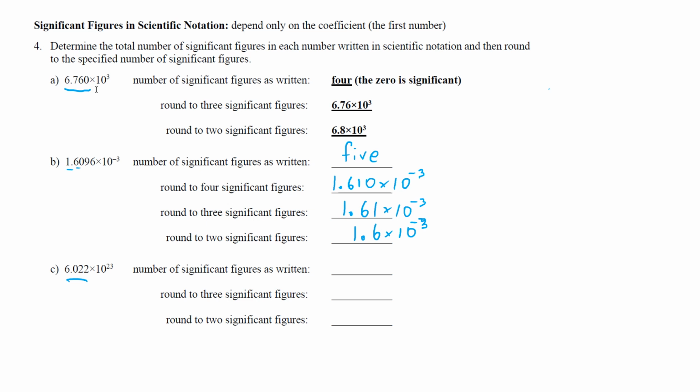All right, C, if I look at this one, I have 6.022 times 10 to the 23. This is Avogadro's number that you use or you will use. This has 4 sig figs. I'm only looking at that coefficient. Rounding to 3, I keep the 6, keep the 0, keep the 2. I round down based on that. So 6.02 times 10 to the 23. If I round it to 2, I would again keep the 6, keep the 0, round down based on that 2.